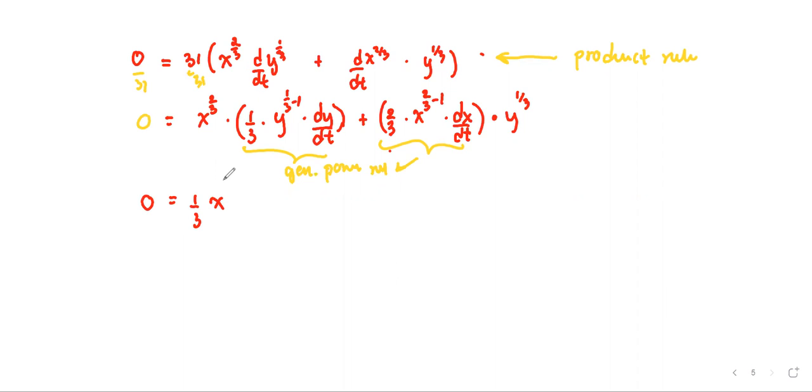So 1 over 3, x to the power 2 over 3, y to the power negative 2 over 3, multiplied by dy by dt. The second term, I have 2 over 3 multiplied by x to the power, now become negative 1 over 3. And I'm going to bring y next to it, just for the nice order, and then multiply by dx dt. Like a times b the same as b times a, what I mentioned earlier.